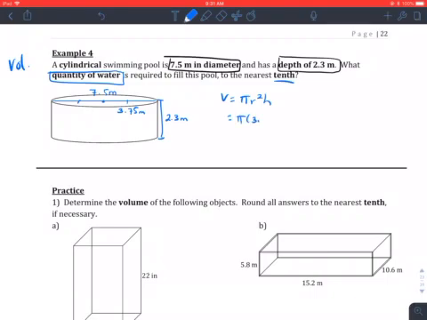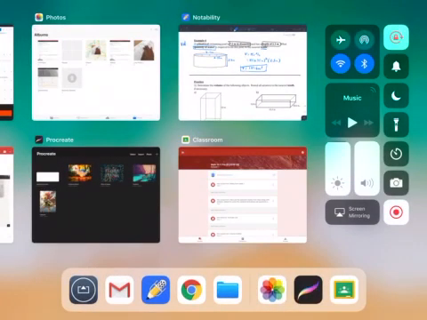So pi times the radius, which is 3.75 meters. I will square that value, and we'll take 2.3 meters as our height. And if you were to grab your calculator, punch all those numbers in, we are going to get 101.6 meters cubed. And that finishes up all of our stuff on volume of prisms and cylinders. The next time that I post a video, we'll deal with cones, pyramids, and spheres, and how we look at the volume of those. All right, we'll see you next time.